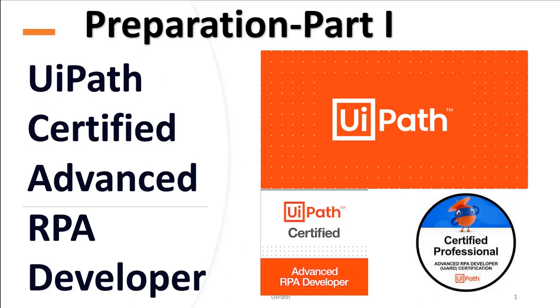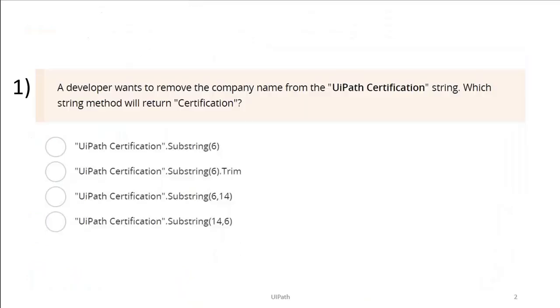Let's start with the first question which we are going to see in this video. So the first question is this one. A developer wants to remove the company name from the UiPath certification string. Which string method will return certification? So this is the question, and these are all the answers they have given. If you see here, mostly they use the substring method. So we need to find out the correct answer here.